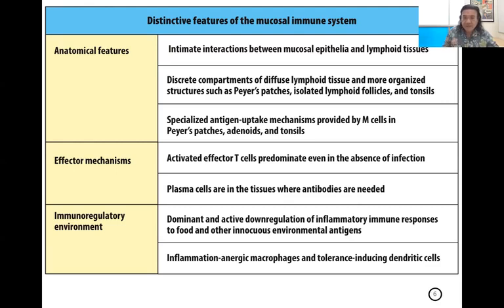Importantly, that's a bit different than the way our systemic immune system works. Then the next part, effector mechanisms. In your mucosal tissues, you will have lots of activated T cells ready to go, even if there's no infection going on. These T cells are hanging out there, some of them in between the epithelial cells, just standing guard. That's very different than what you would expect underneath your outer skin.